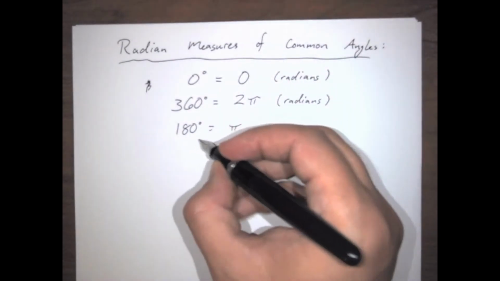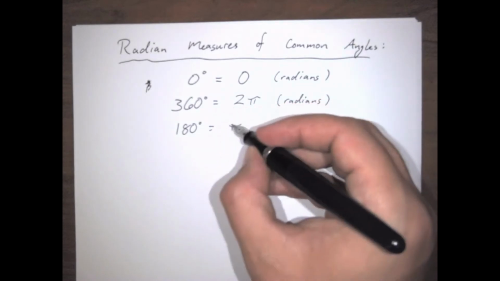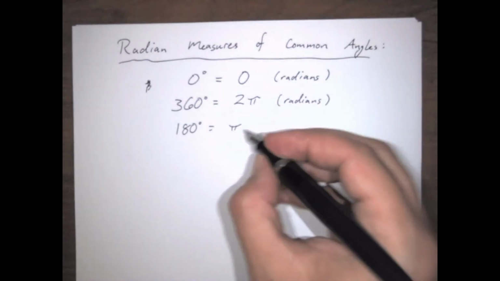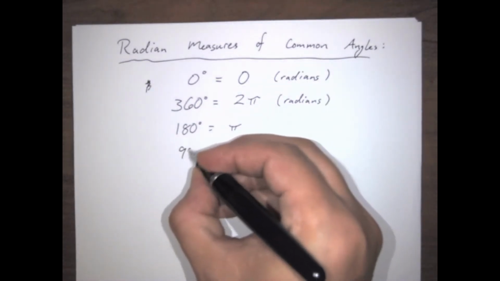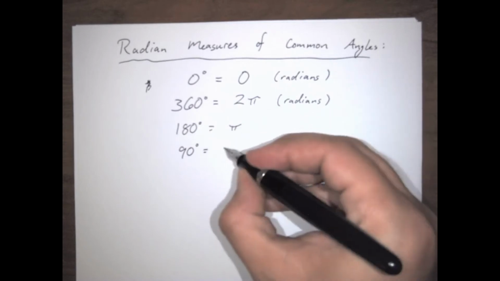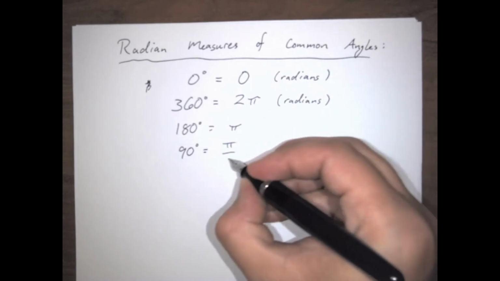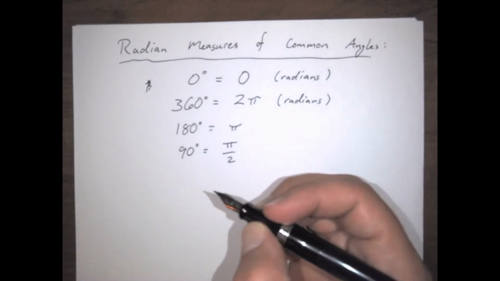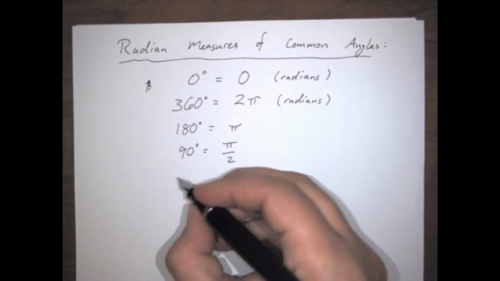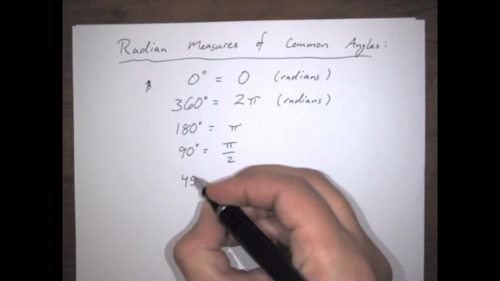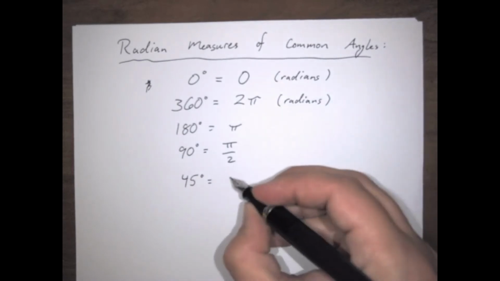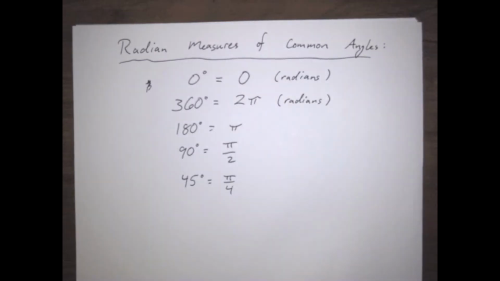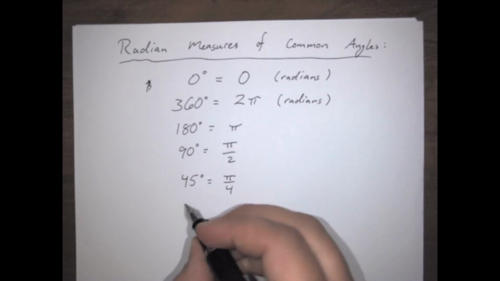Okay, well let's do just what we did again here and cut it in half. So if 180 degrees is the same as pi radians, then 90 degrees would be the same as pi over 2. And while we're at it, we might as well cut that in half again. So then that means 45 degrees is pi over 4. And then let's see what else.